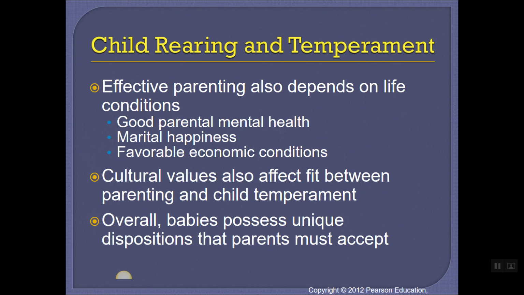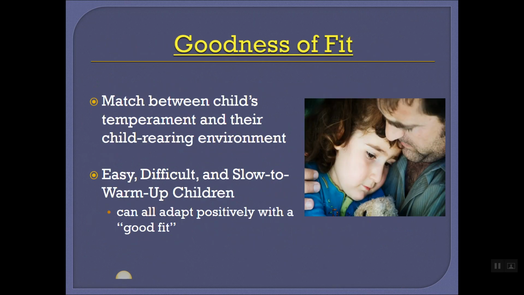What your culture is can also play into that fit between our parenting and the child's temperament. But what we found is no matter what, we have to accept our babies and their unique dispositions and their temperament in order for them to have a successful life. So, what they actually consider that is called goodness of fit. So, again, the theorists behind goodness of fit would be Thomas and Chess. And what they call goodness of fit is a match between temperament and our child rearing environment.